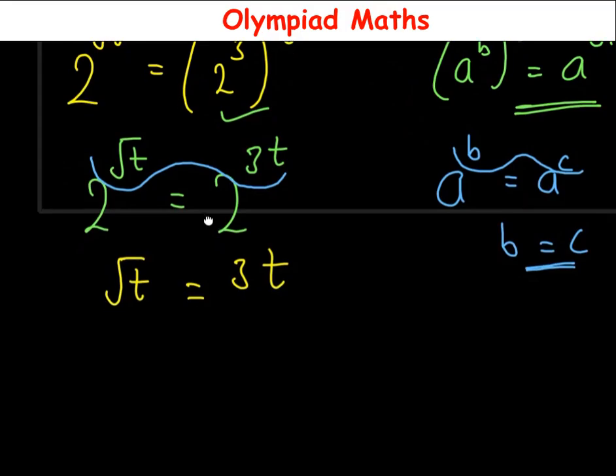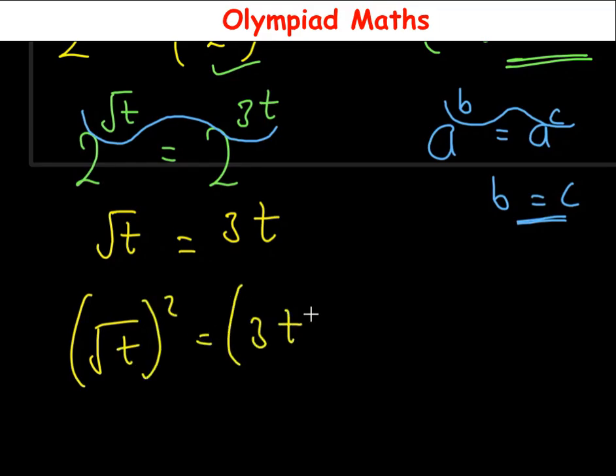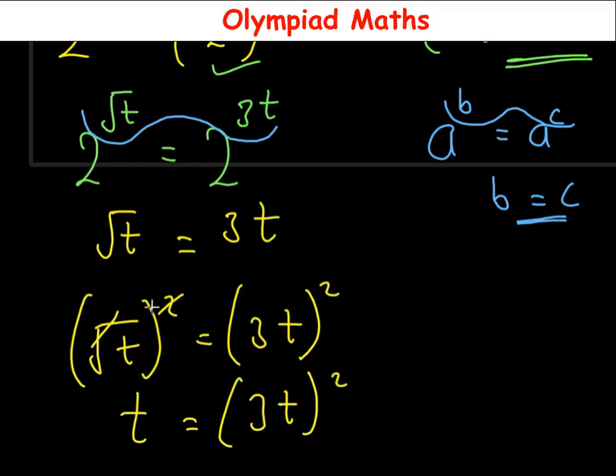Good. Now at this junction, the next thing is to solve for t, and to solve for t, we are going to remove the square root, and to do so, we have to square both sides of the equation. So in bracket root t all squared is equal to in bracket 3t all squared. Now on doing so, we cancel the square root, t is then equal to 3t all squared.